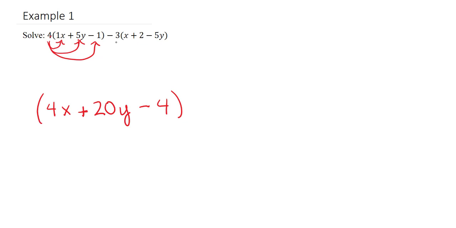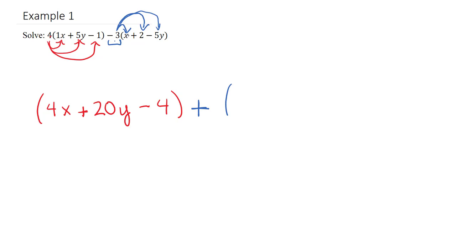Then we have this 3. And what's interesting is that there is a negative in front of it. So we're actually going to include this whole thing, and we're going to multiply negative 3 times x, then times this 2, and then times this negative 5y. So let's do the first one. We're going to go ahead and add, because we're going to account for this negative here in each term after.